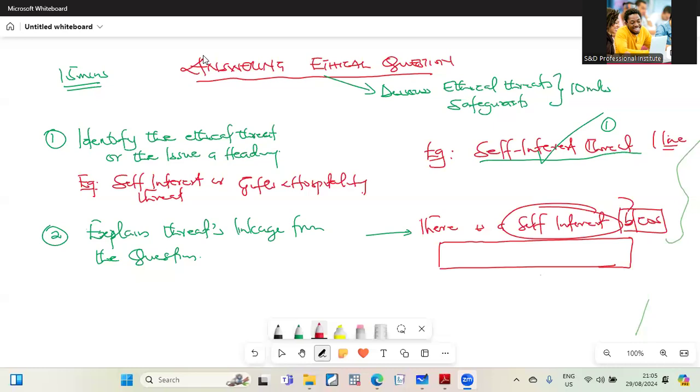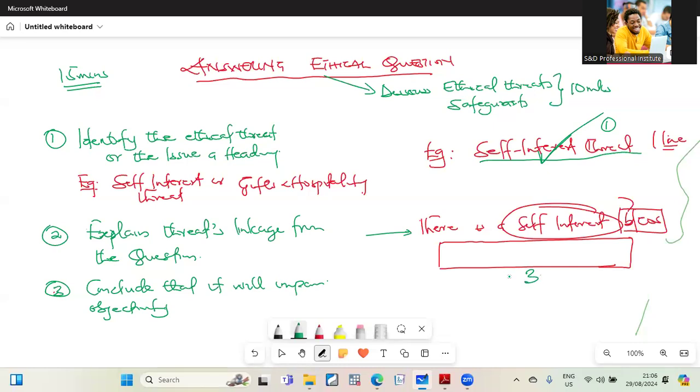Then when you pick it, the third thing is that you conclude that it will impair the objectivity. That is where I said before that you have to tie it to the line that it will impair the objectivity. So this one is one heading: there is a self-interest threat that blah, blah, blah, and this will lead to the impairment of the objectivity. By the time you finish writing, you have written about 3 lines.